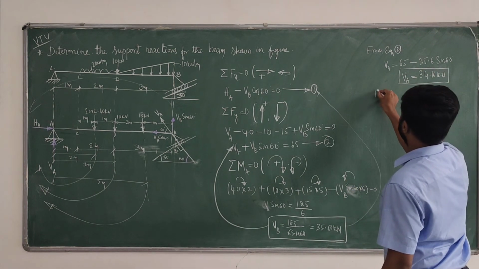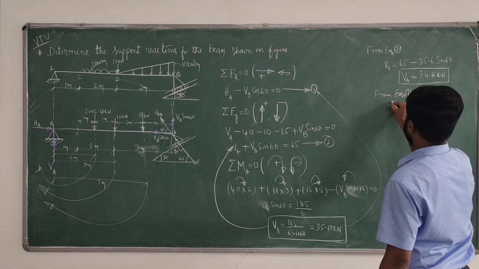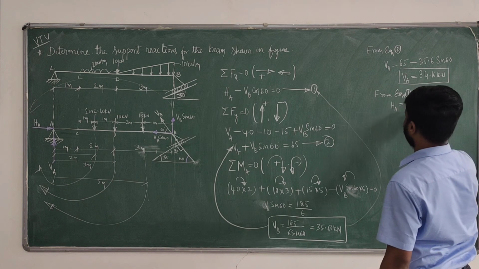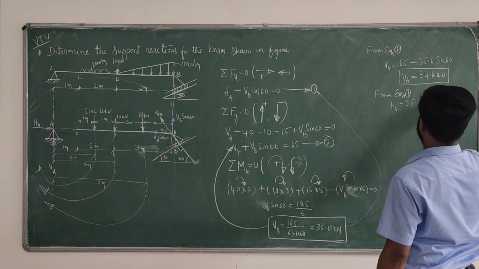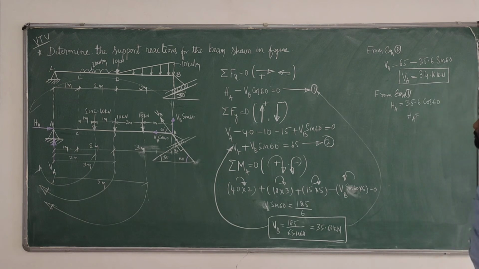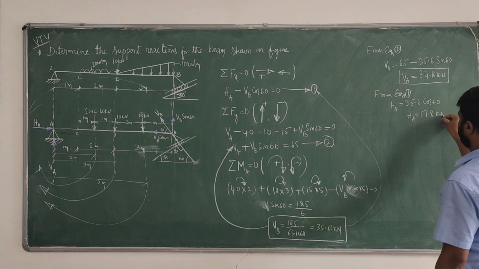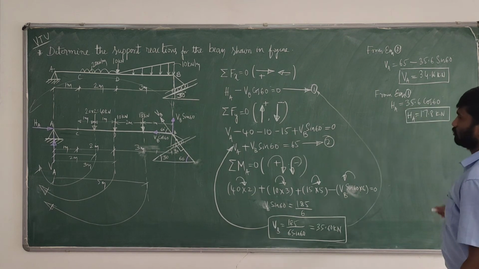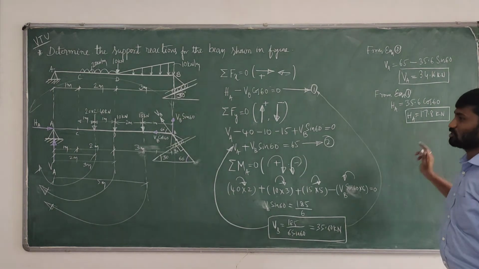From equation 1, HA equals VB cos 60. VB is 35.6, so 35.6 cos 60. What is the value of HA? 17.8 kilonewton. So this is regarding the computation of support reactions, VA, VB, HA. Very simple.